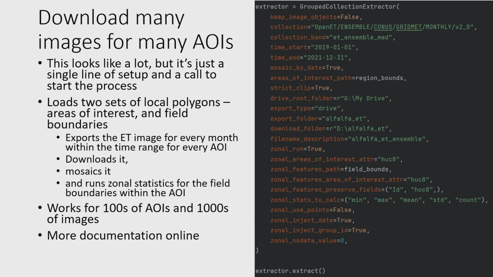So there's a lot of configuration here, but it's really two lines of code. It doesn't look like it, but it's two. We count funny in programming, right? We have this grouped collection extractor, which handles it all. We're configuring it. Not fully documented yet, but will be. And then we kick it off and call the extraction itself.